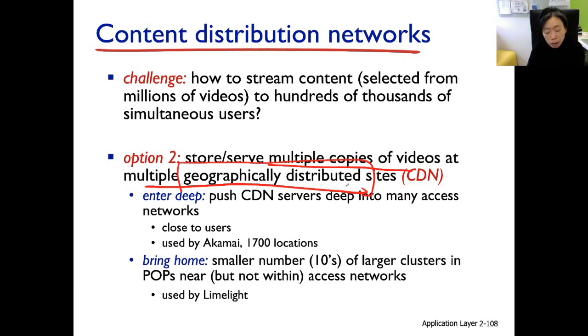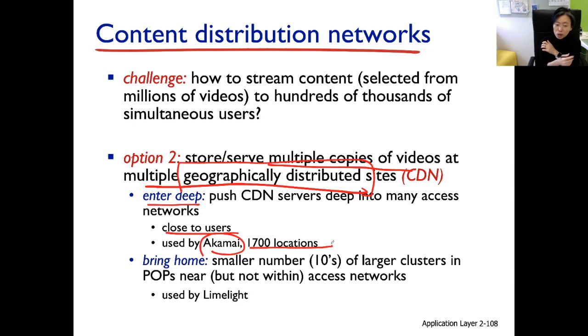Now, let's talk about the two models the CDNs use in architecting their physical infrastructure. The first one is called enter-deep. This means that the infrastructure, the machines themselves for storing these videos, are deep, closer to the end customers, deep into the local ISPs, so that they are close to the end customers. Akamai, one of the oldest companies, is implementing exactly this architecture.